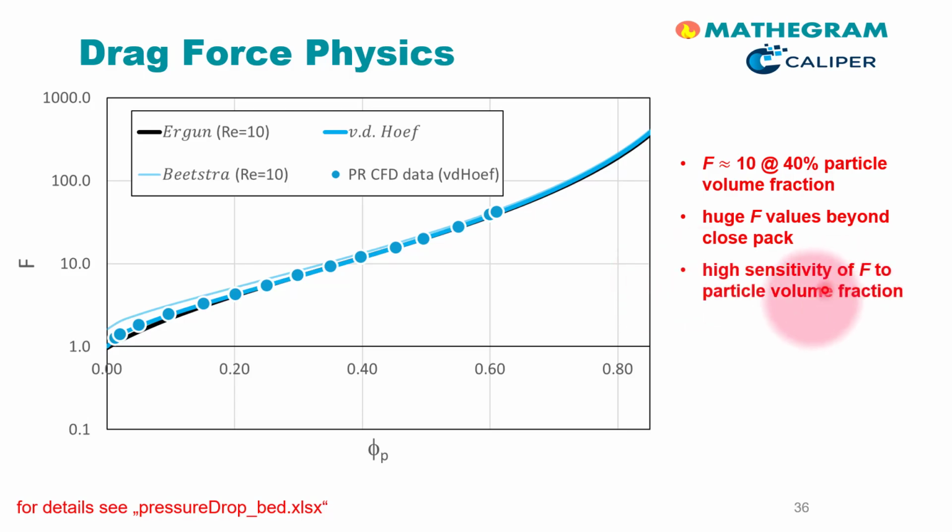Last, you can also observe the high sensitivity of f with respect to the particle volume fraction at high values of phi p. This essentially is important when we talk about the algorithmic details of the coupling algorithm. Just keep in mind for now that small changes of the particle concentration may result in large changes of the drag force.